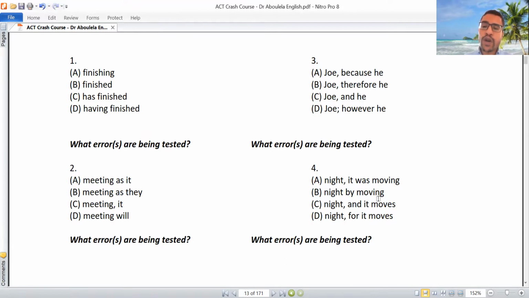And lastly, in number 4, you'd notice like night, comma, it was moving, night by moving. So that would be shorter. Night and it moves, night for it moves. So again, what's being tested here is basically pronouns. Also, the verb tense, was moving, it moves, and also clauses. So you want to identify the best conjunction here. Is it and, if you are joining two similar ideas? Is it for, if you have a cause and effect relationship?